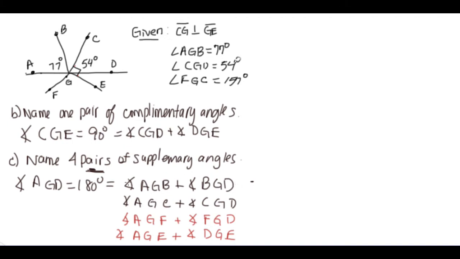Note that it's important to write them as pairs. If there are 4 pairs, that means that each pair includes 2 angles, and you must include those angles together so that each pair adds up to 180 degrees.